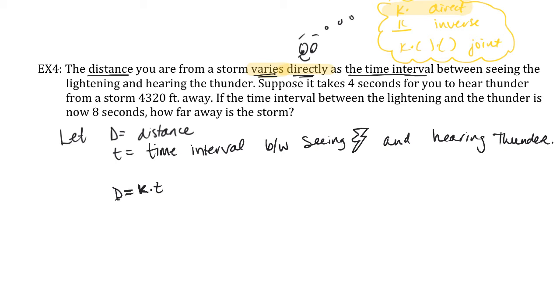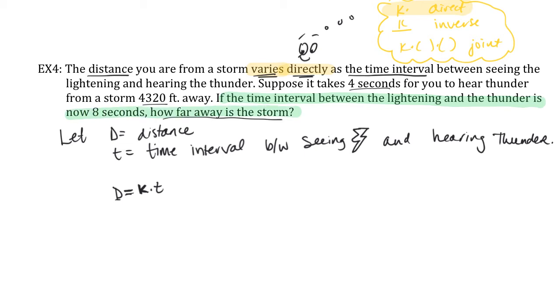Okay, so step one I did. I wrote my equation. I defined my variables. Okay, we're ready for the next step. Suppose, now we're giving ourselves an example. Suppose it takes a certain amount of time and we're a certain distance away. Now we're going to actually solve the problem. The problem doesn't come until at the very end. If the time interval between the lightning and the thunder is now 8 seconds, how far away is the storm?